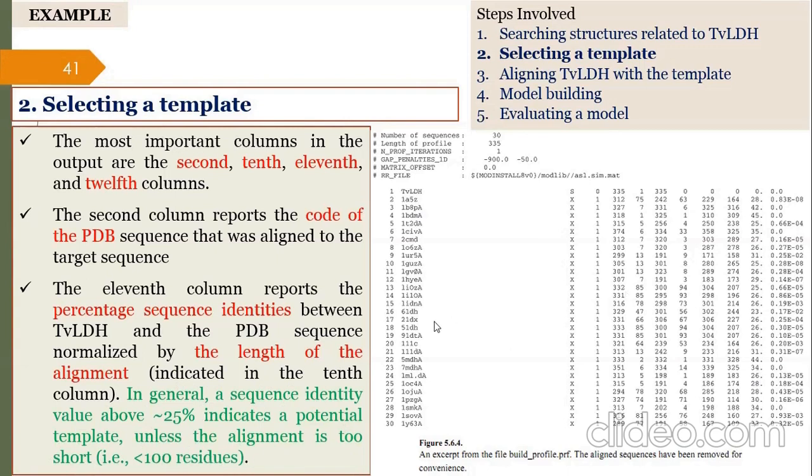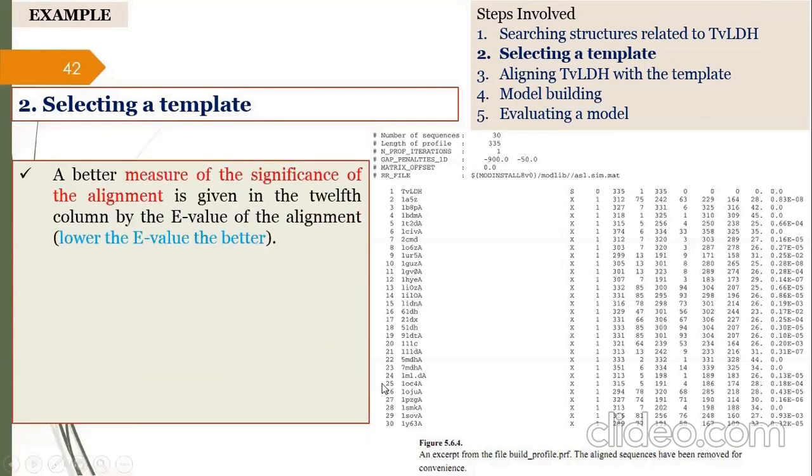A better measure of the significance of the alignment is given in the 12th column with the E value. So the E value is important. This is the expected value. The lower the E value, the better. So 0 is a better value than others, and 0 means we can rely upon the sequence. The lower the value, the better the alignment.